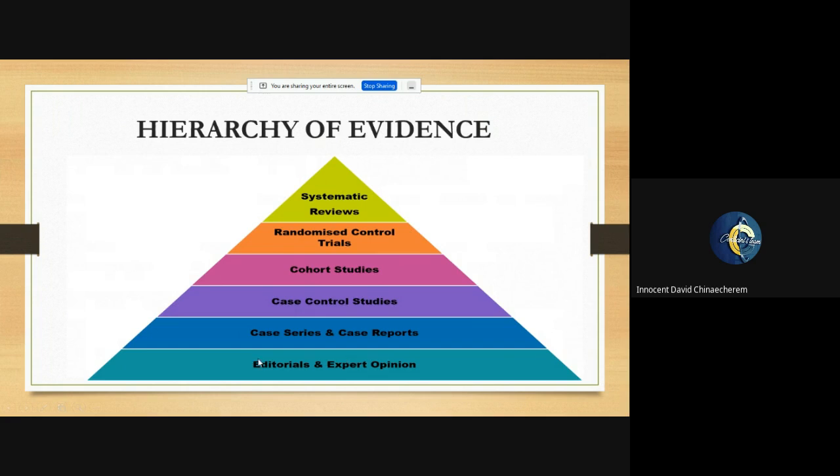So evidence from editorials and experts, like your doctor, is of less quality compared to findings from a case series. Findings from a case control are greater than those of case series, case reports and editorials. Findings from a cohort study are more rigorous compared to case control, case series, and editorial and expert opinion. Findings from a randomized control trial are more rigorous and evidence-based compared to the ones at the bottom. And now a systematic review is at the top.